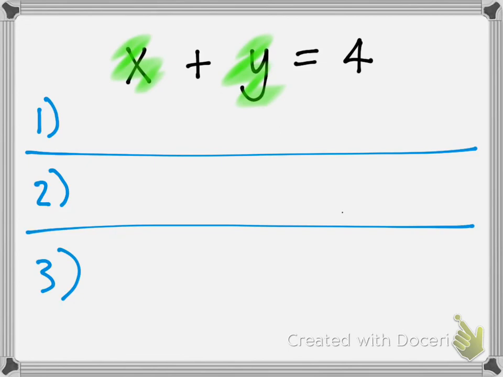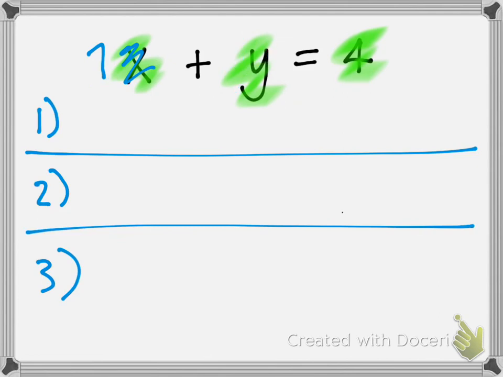So if x and y could be any number, then where do I start? That's the question. Well, my answer's 4, so I'm going to start with numbers that are less than 4, because that would make sense to me. Okay, so let's just pretend that x is not x, it's 1. So if x was 1, then what would y have to be to make it equal 4? Well, y would have to be 3, wouldn't it? Okay? So that would work. 1 plus 3 equals 4.